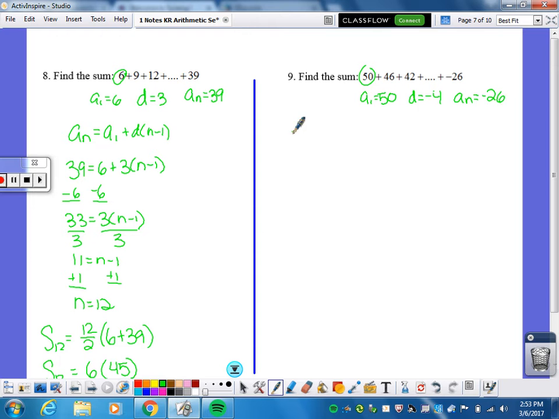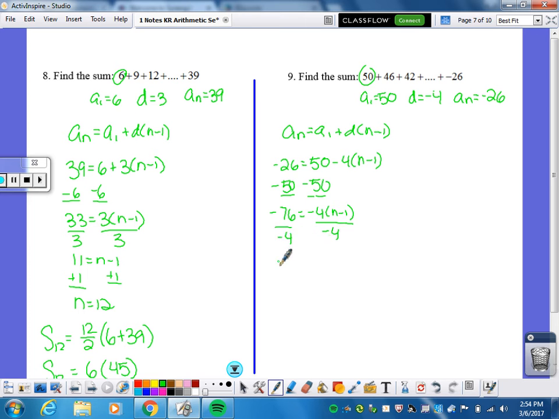So let's substitute all of these values into the equation we know. A sub n is equal to A1 plus D times n minus 1. So negative 26 is equal to 50 minus 4 times n minus 1. Subtract 50 from both sides. Negative 76 is equal to negative 4 times n minus 1. Divide both sides by negative 4 to get 19 is equal to n minus 1. Add 1 to both sides, and we get n is equal to 20. So now we know we're working with the 20th term.